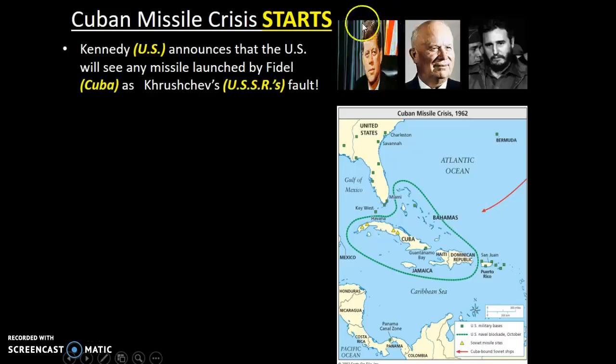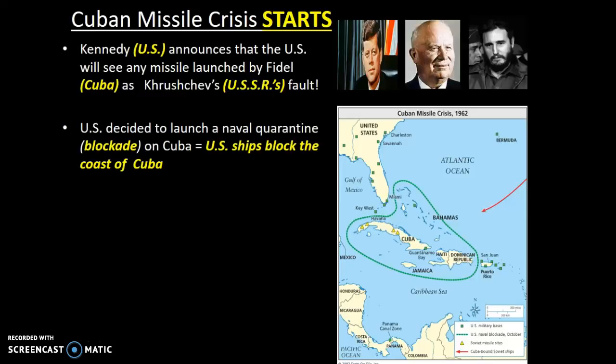Kennedy, the U.S. president, who we can see here, announces that the U.S. will see any missiles launched by Fidel, the Cuban leader, as Khrushchev's fault, meaning that Kennedy lets the entire world know that even though these missiles are located in Castro's territory, if Castro launches them, the United States is going to hold Nikita Khrushchev fully responsible for these missiles launched because Khrushchev gave these missiles to Castro.